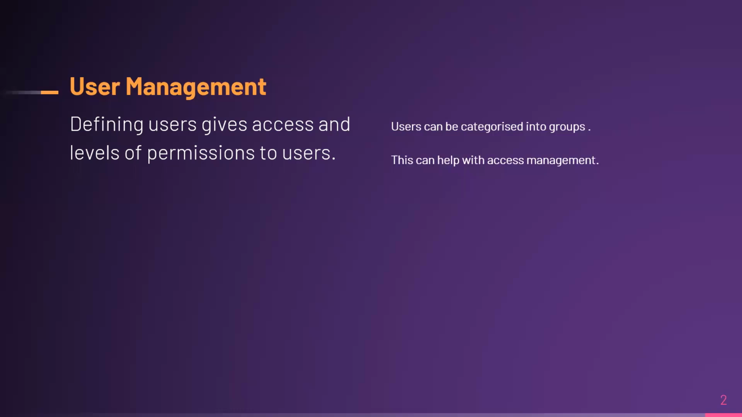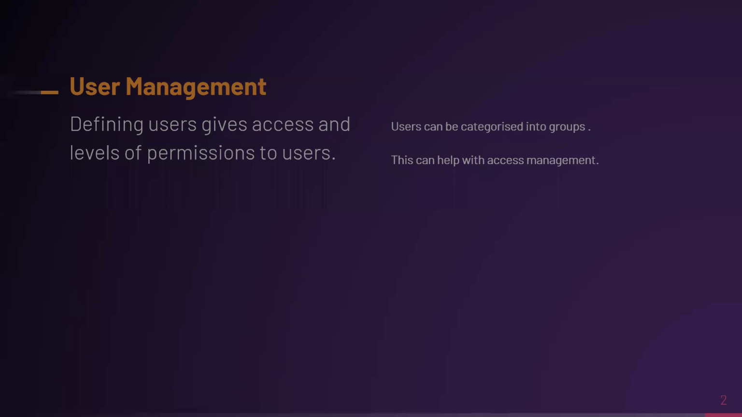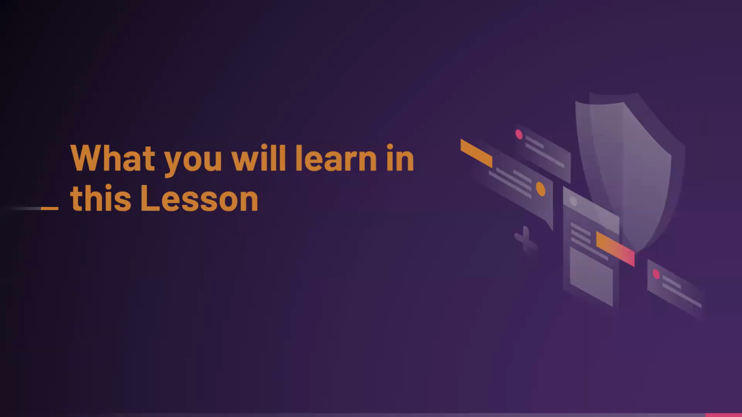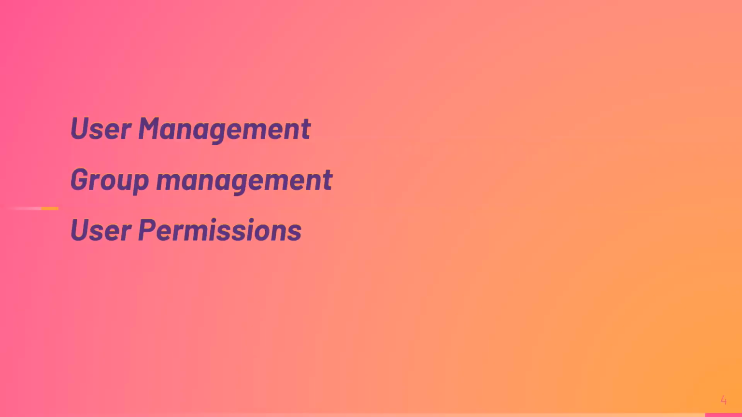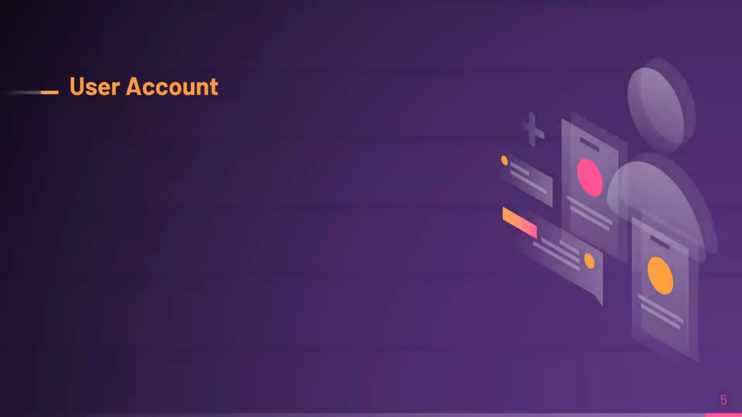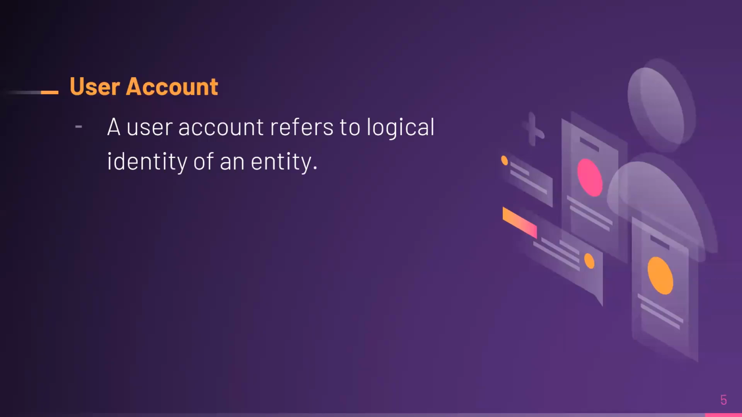Now we have different types of categories, and we will have 3 different categories of users. So in this lesson, we're going to be looking at, first of all, user management, group management, and then the user permissions. So the first thing we want to talk about is what are users.